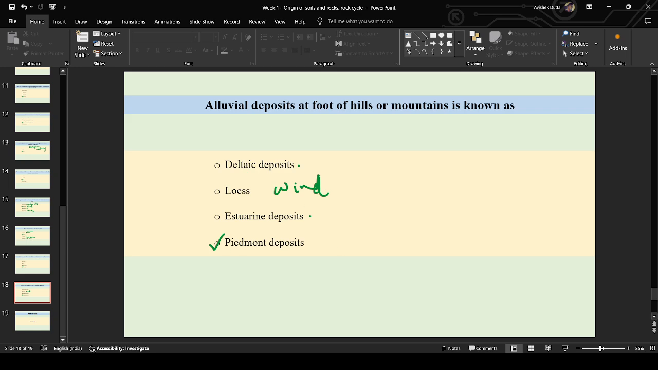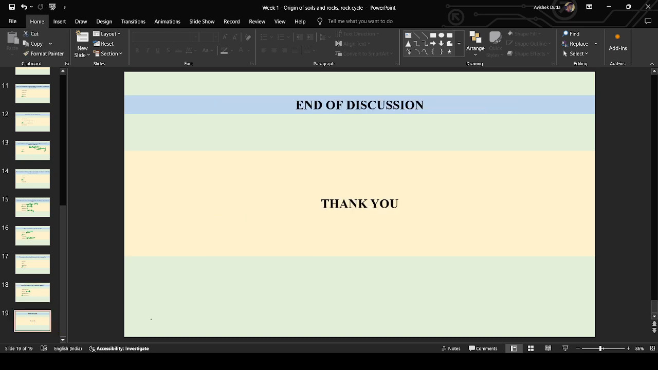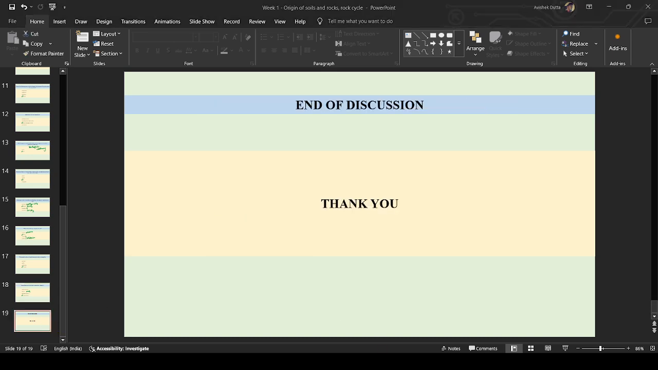Piedmont deposits are formed by alluvial deposits at the foot of hills or mountains. Okay, so any doubt regarding this session? If you have any doubt, you can tell.